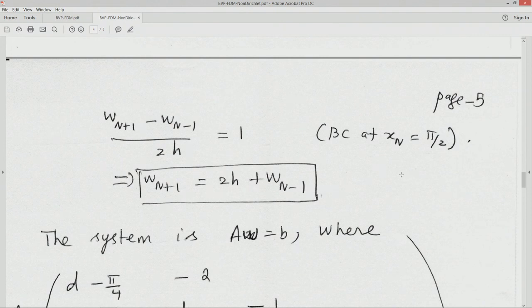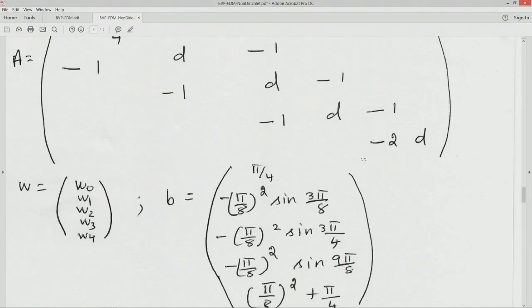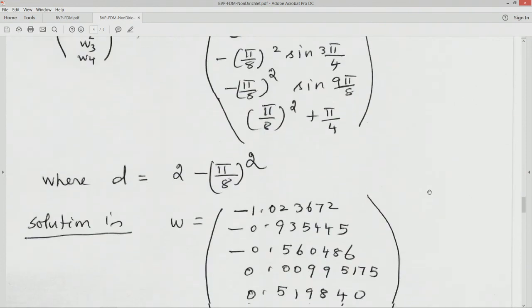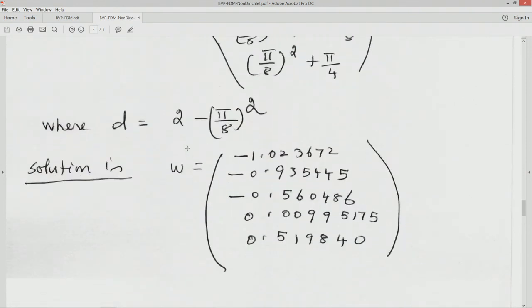So, all the equations that have to be incorporated into the system are available with us now. So, we write down the system A w equal to B as this, as the coefficient matrix, and W has components W_0 to W_4, and vector B is given by this. In this coefficient matrix, we have D, which is given by (2 minus pi by 8) the whole square. So, we solve this system and obtain the solution vector as this.